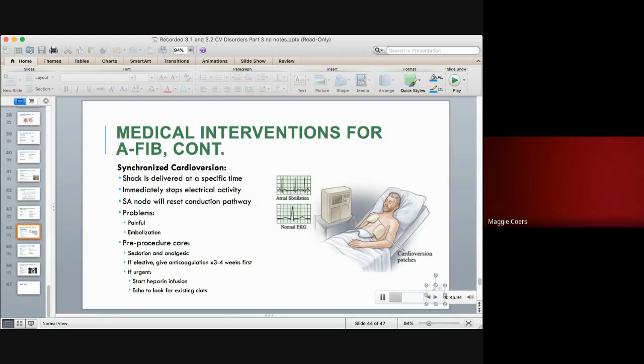Just a little bit back to the currents of the heart. When you shock the heart at the top of the R wave, it resets everything. It cancels out the rest of the beat and restarts the heart at that SA node where it's supposed to start. Cardioversion is really a way to stop the heart and then restart it in the right place at the right rhythm. Problems with cardioversion then are that it's painful, so we have to sedate the patient and provide analgesics.